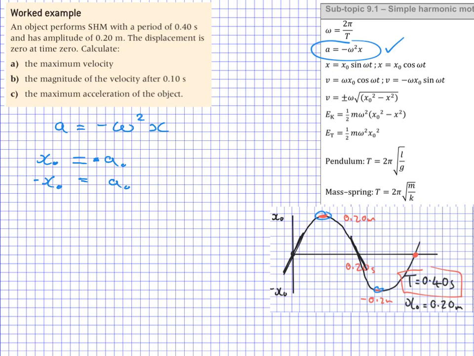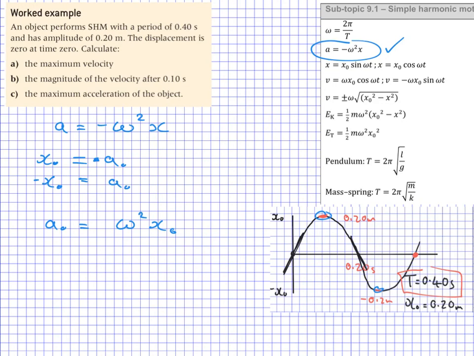In other words, all I can do here is just substitute a for a naught. My a naught is going to be equal to omega squared x naught. And in fact, the negative sign is kind of irrelevant in this because we're just going to give ourselves an absolute acceleration value. So I'm just going to ignore that negative sign for now.